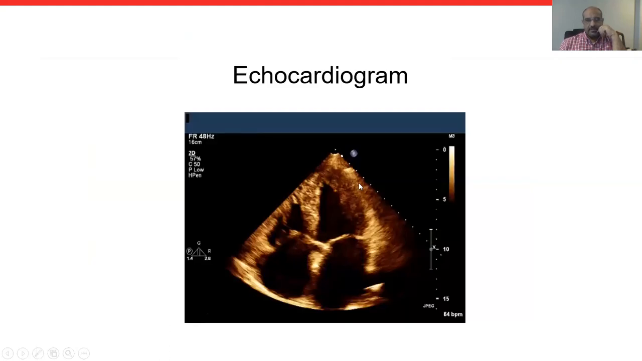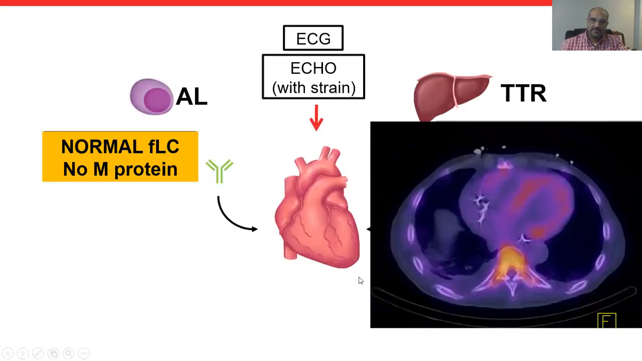The echocardiogram, as you can see, shows a typical diastolic dysfunction pattern with concentric left ventricular hypertrophy and biatrial enlargement. Most probably you will also find mild to moderate mitral and tricuspid regurgitation in those patients. And of course, the speckled or granular appearance, which as I said is not very specific.